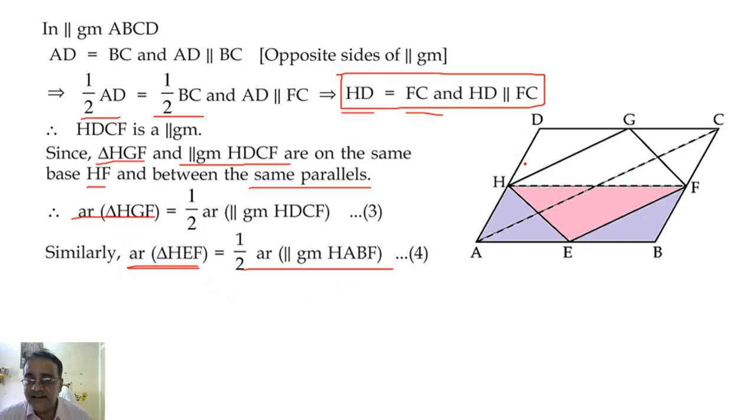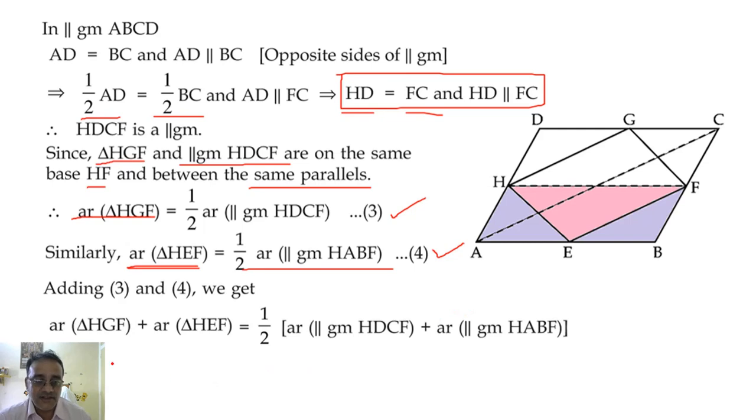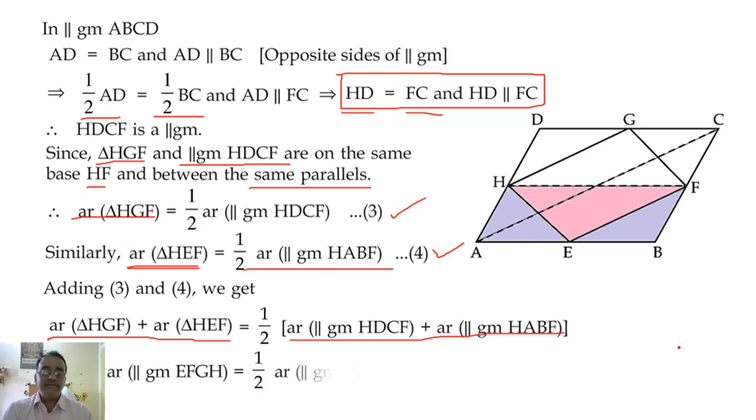Now if we add this parallelogram and this parallelogram, we will get the full parallelogram. So what we will do, we will add equation numbers 3 and 4. So we get this result. Now adding these two, just now you told that you will get parallelogram EFGH, and adding these two will give the full parallelogram ABCD. So we conclude that the area of parallelogram EFGH is equal to half of the area of parallelogram ABCD. Clear?